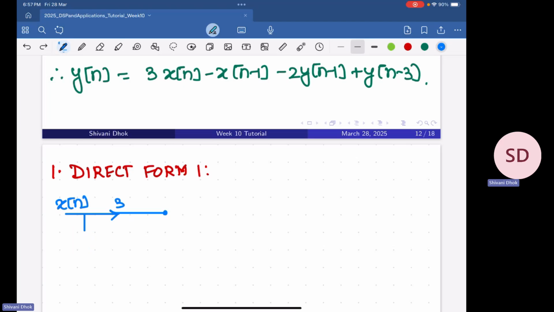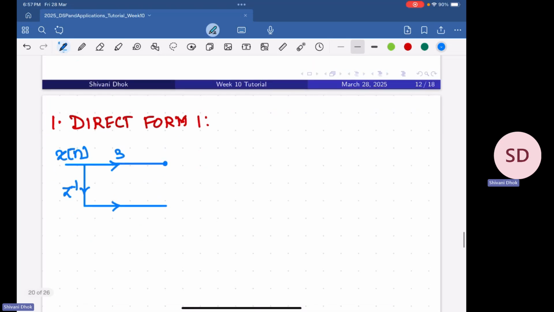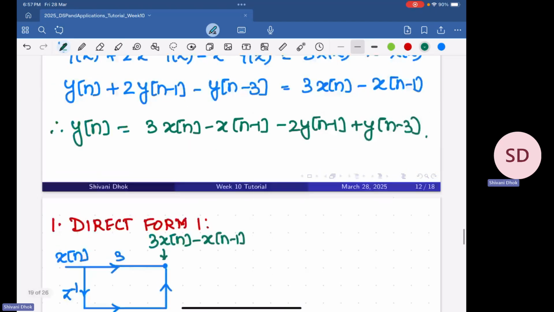Let me take the same notation as the class. So we have z inverse, and the z inverse gets scaled by -1, and this gets then added like this. Okay, so what do we have here? What are we getting here? At this point we are getting 3 times x of n minus x of n minus 1. So this is this part.